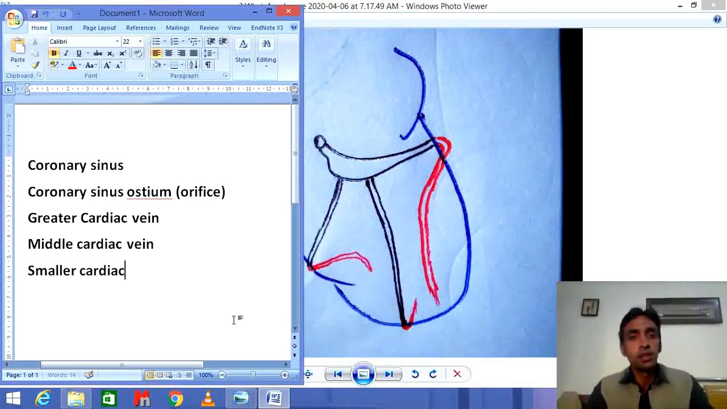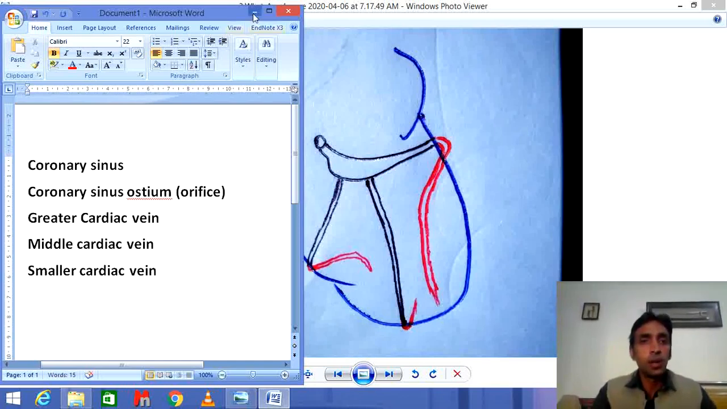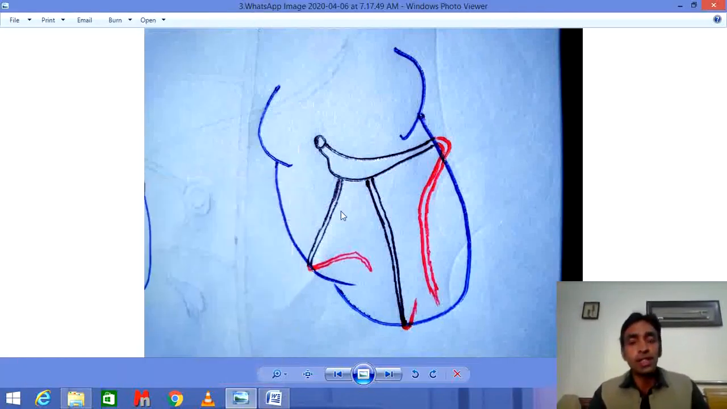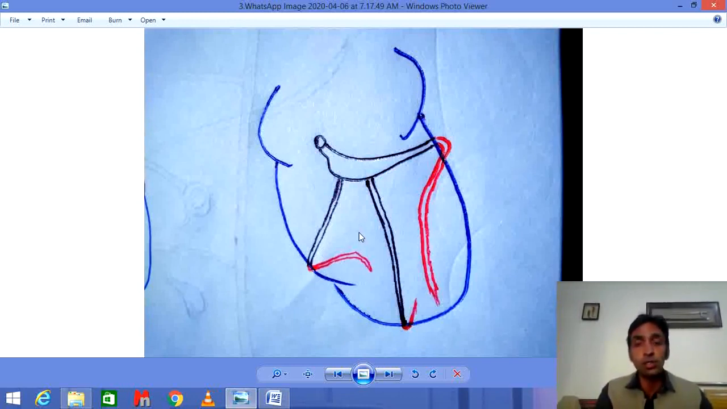Smaller cardiac vein. The smaller cardiac vein is responsible for the collection of blood from the right ventricle of the heart. Actually, this is available on the right ventricle of the heart. That is why this is responsible for the collection of blood from the right ventricle of the heart, both anteriorly and posteriorly. So this was all about the smaller cardiac vein.